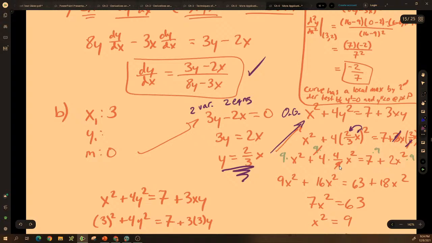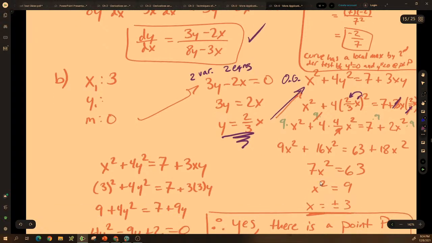I don't want to have a denominator of 9, so I'm going to multiply every single term by 9. This gives me 9x squared. The 9's cancel. 4 times 4 is 16x squared. 7 times 9 is 63 plus 18x squared. Okay, I'm going to add 9 plus 16 is 25. 25 minus 18 is 7. 7x squared is 63. Divide by 7, x squared is 9. Then we get x is plus or minus 3.